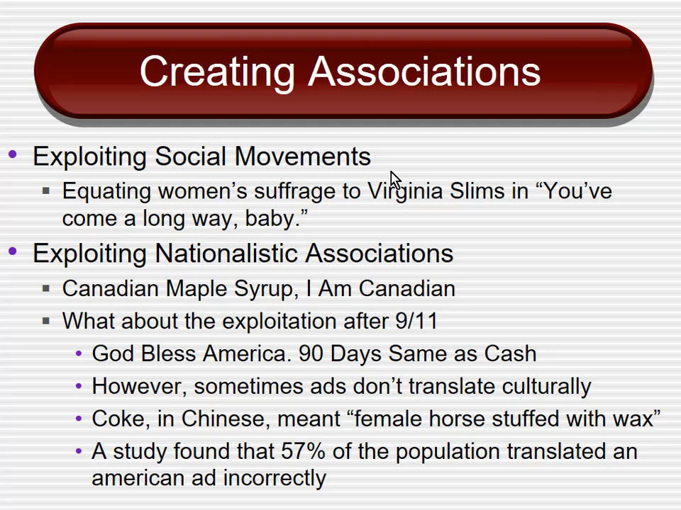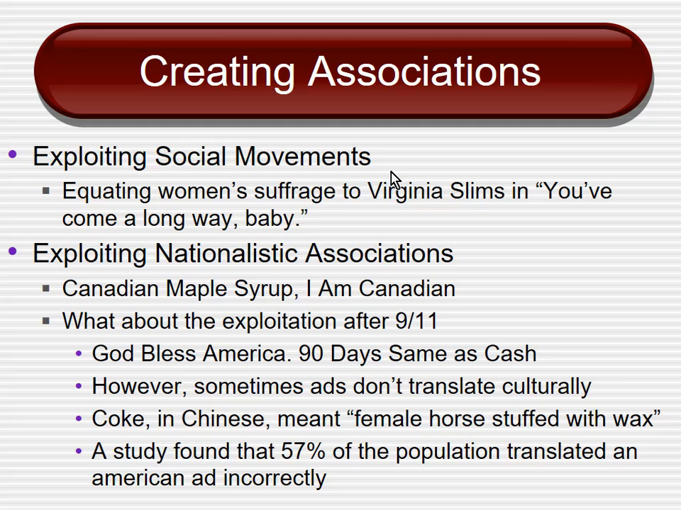Since they were targeted mostly to women, the commercials took advantage of that, and used what was a popular women's suffrage statement in the early 1900s. "You've come a long way, baby." That statement was to say, hey, remember when you couldn't vote? You can now. You've come a long way, baby. And so that was the tagline for Virginia Slims. You've come a long way, baby.